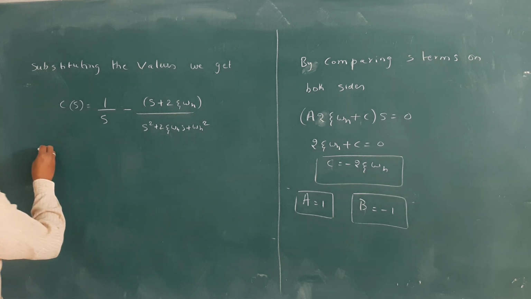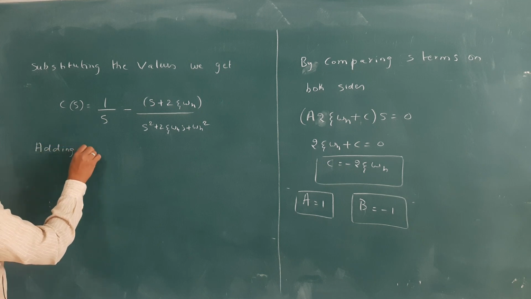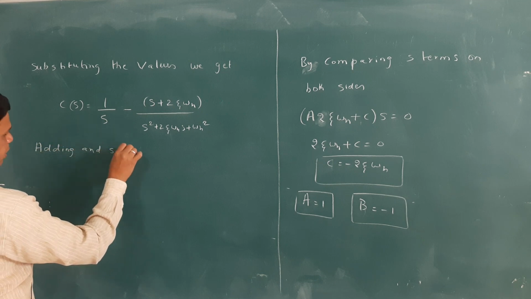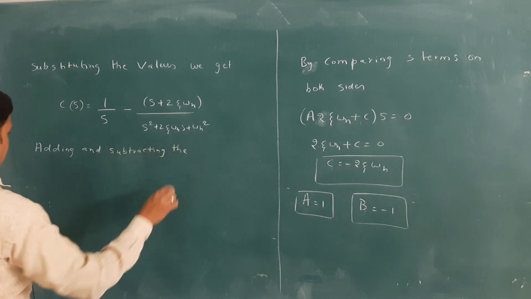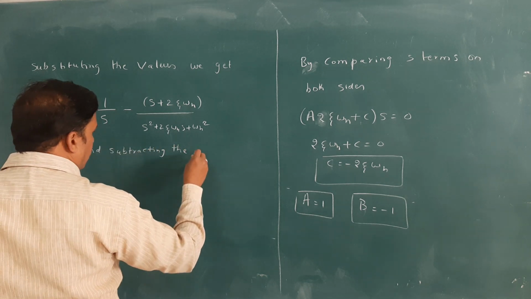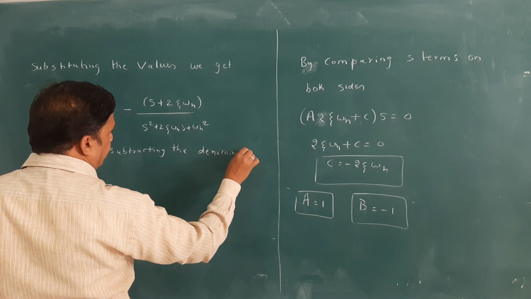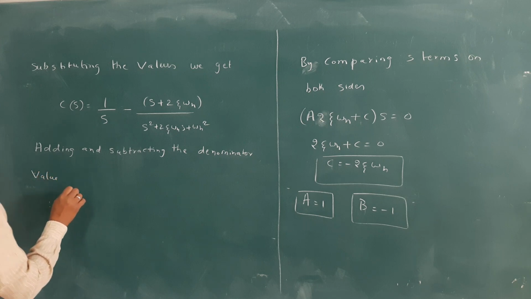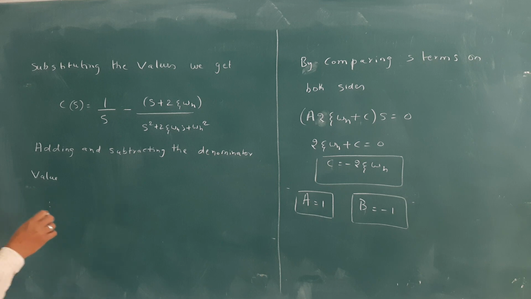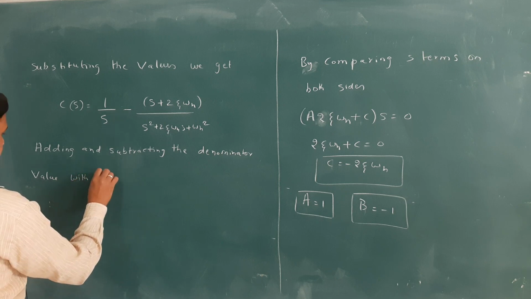Now adding and subtracting, in the denominator, the value zeta square omega n square.